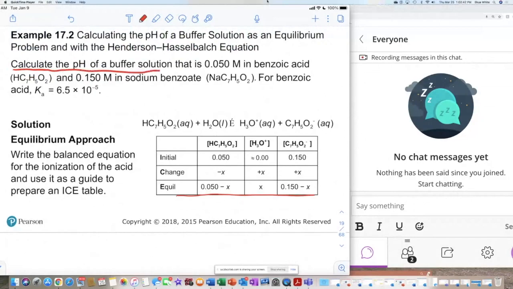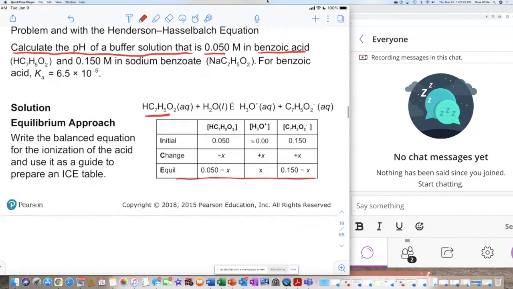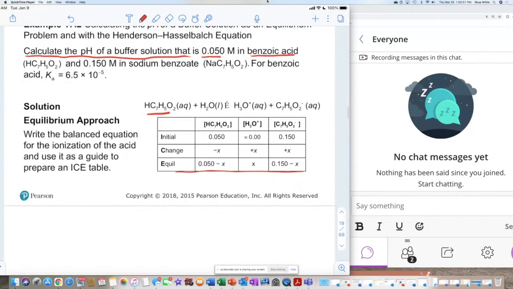Calculate the pH of a buffer solution that is 0.050 benzoic acid. They gave you this formula here. So you want to write your equilibrium for the acid first. Remember, if you have the weak acid, write the equilibrium for the acid first, then you put the other information. So benzoic acid has this formula.